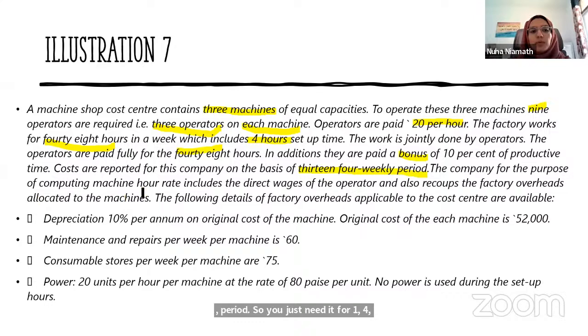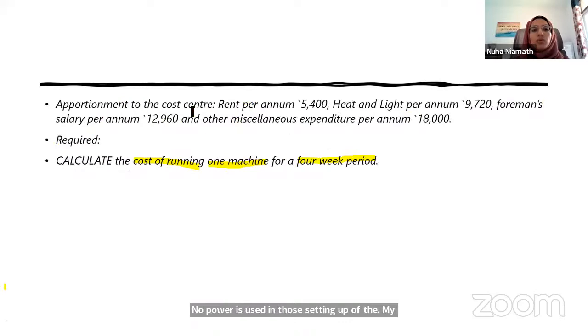The company, for the purpose of computing machine hour rate, includes the direct wages of the operator and also recoups the factory overheads allocated to the machines. The following details of factory overheads applicable to the cost center are available. Depreciation 10% per annum, original cost 52,000. Maintenance and repairs per week 60 rupees. Consumable stores per week 75 rupees. Power 20 units per machine at the rate of 80 paise per unit. No power is used in the setting up of the machine. Apportionment to the cost center: rent per annum 5,400, heat and light per annum 9,720, foreman salary per annum 12,960, and other miscellaneous expenditure 18,000.